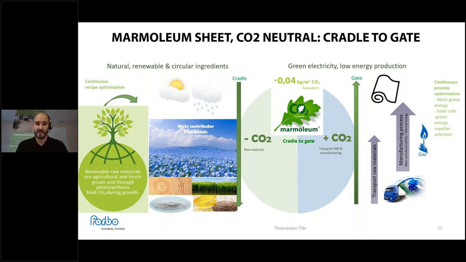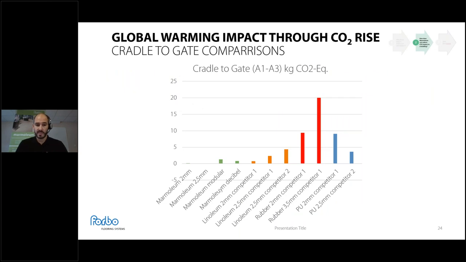And if you compare this information, so the cradle to gate, with all products, this is what you can do, you will see that our product is the best. In resilient flooring, you will see that Marmoleum 2 millimeter is quite positive. Marmoleum 2.5 is negative 0.04. Marmoleum modular is a little bit higher, Marmoleum decibel too. And after, you can find, and this is what you can search easily on the EPD database, the linoleum product from our competitor, the number one, the number two, a rubber product, a PVC product if you want, a PU product. So here, I only put the kind of benchmark of the product, natural product. This is what is claimed from some competitors.